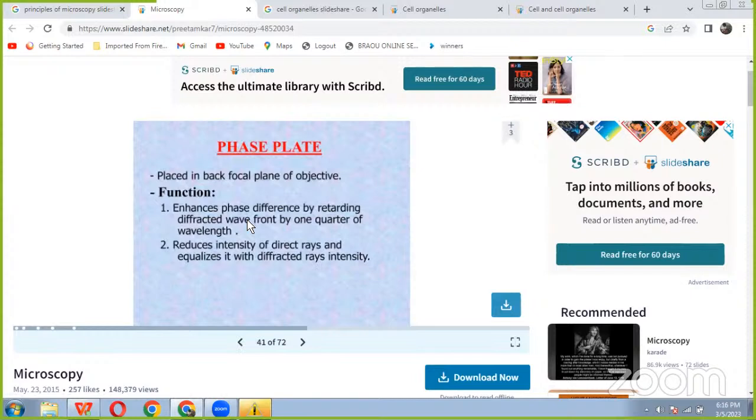It also reduces the intensity of the direct rays and equalizes it with the intensity of the diffracted rays.